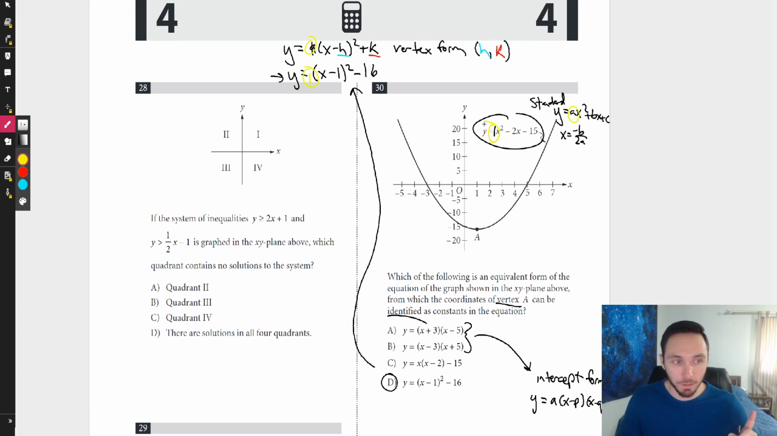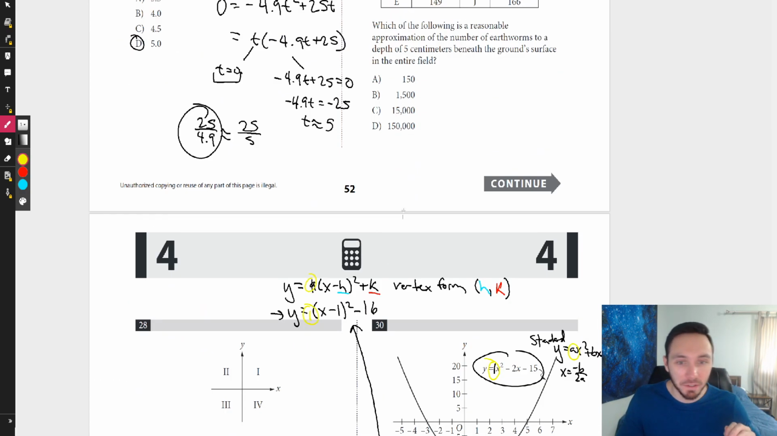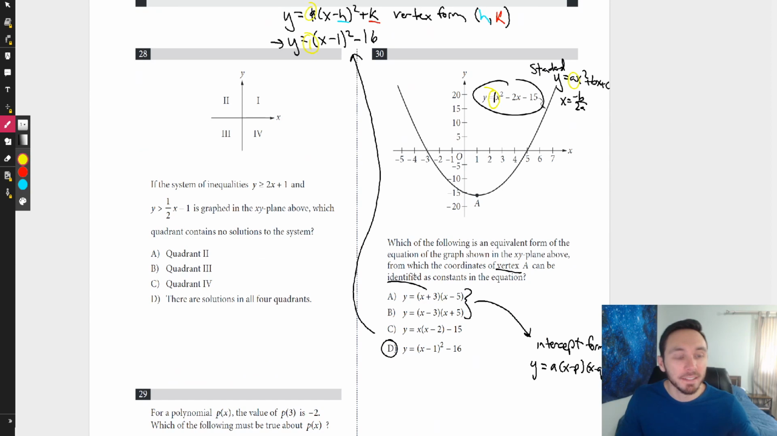Last I checked, 28 comes before 30. We're going back to 28. I think staying on the mantra of parabolas was a good idea. So anyway, 28. Looks like we have another inequality, and actually it's a system because we have two of them. So we have y is greater than or equal to 2x plus 1, and then y is greater than 1/2 x minus 1. Which of the following quadrants contains no solutions?